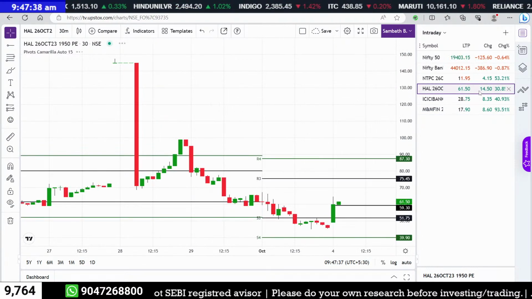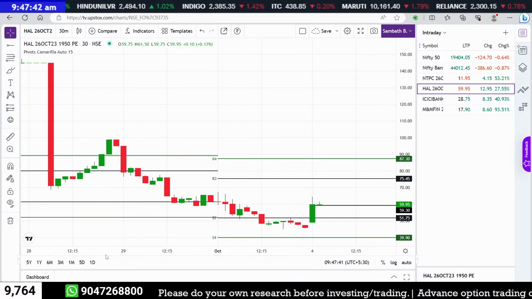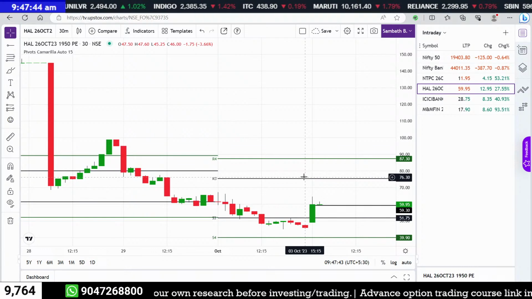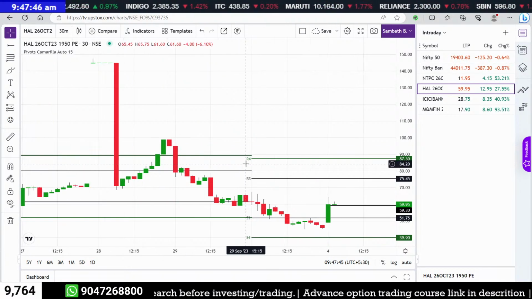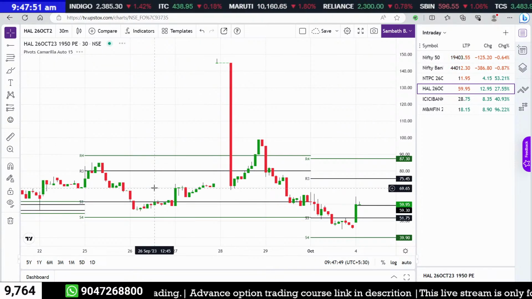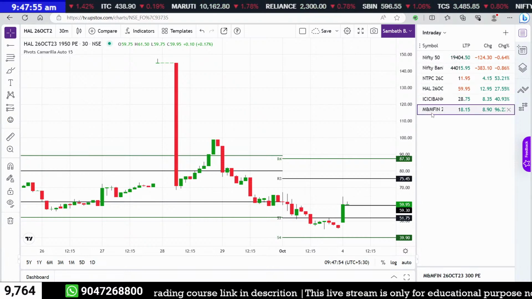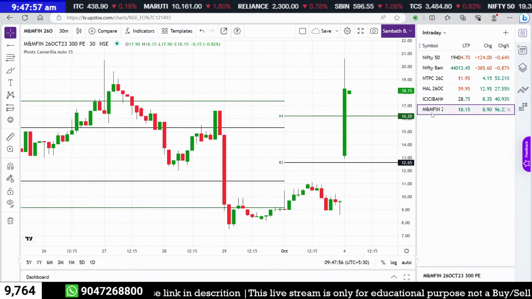Then the same price again. This started moving higher. One more good opportunity on HAL on a positional basis. If it crosses above R4, and then it is S3. Okay, sorry. If it is below S4, that may be a big opportunity. Again, M&M around 18.5.